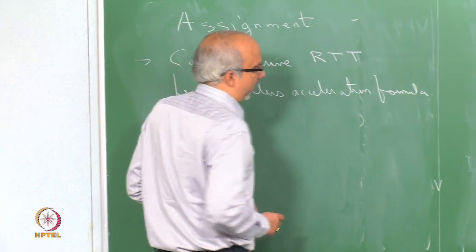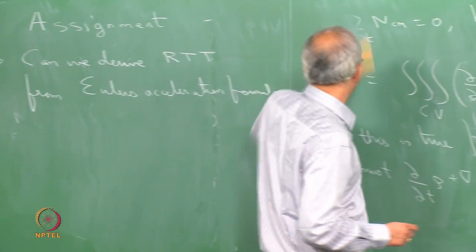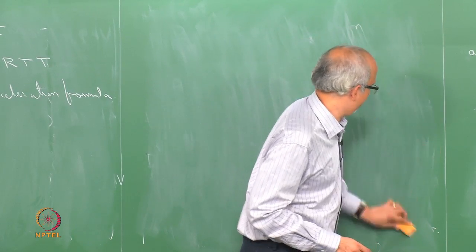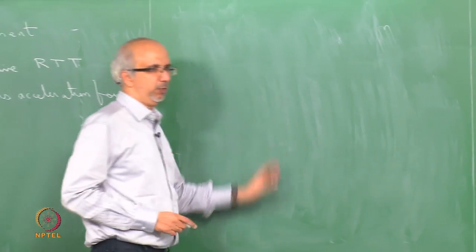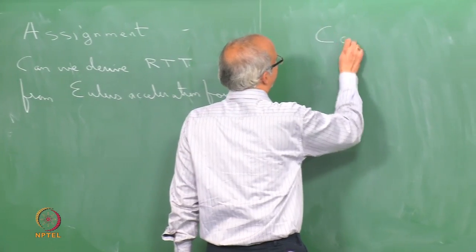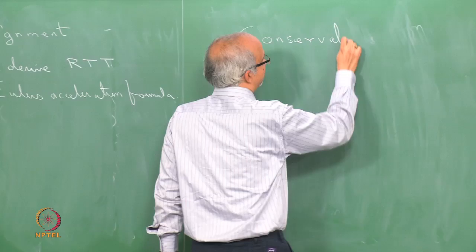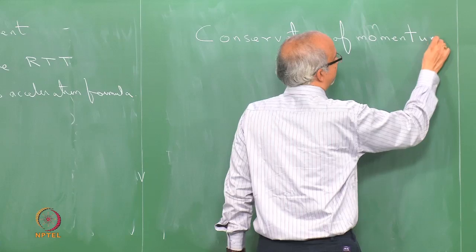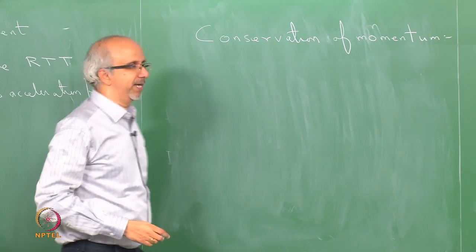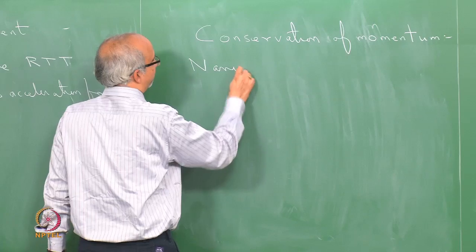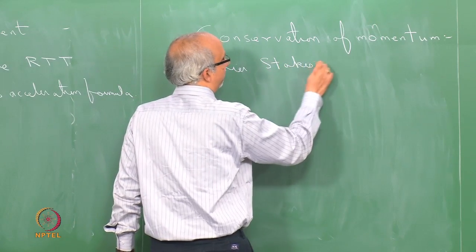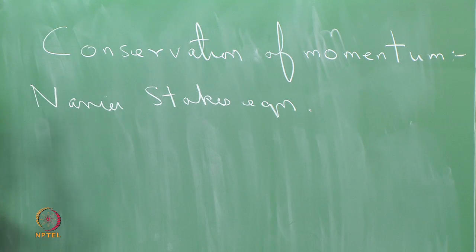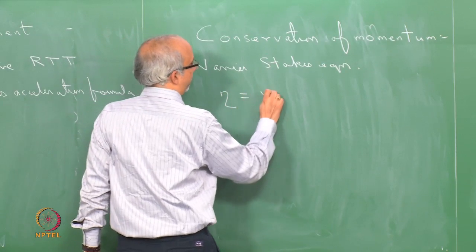What we want to do tomorrow is basically do the conservation of momentum. That again, unfortunately, will be a small repeat of what we've done, but I'll just tell you what we are planning to do. So tomorrow we're going to see conservation of momentum, that is the Navier-Stokes equations. And here the intensive property eta is going to be the velocity.